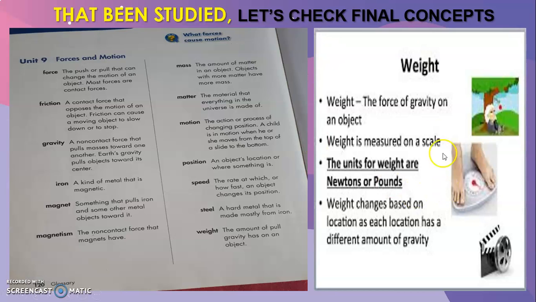Remember that weight is the force of gravity on an object that is measured on a scale, as you can tell. The units for weight are newtons or pounds, kilograms as well. Weight changes based on the location because each location has different amounts of gravity. We saw the examples of the weight on the moon and the weight on Earth.